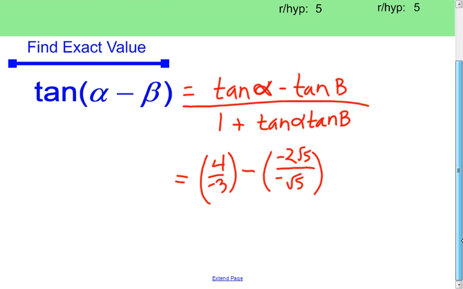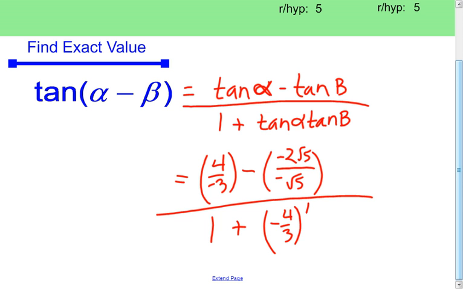Okay. And you really should probably have these simplified before you plug them in, but I'll talk about that in a minute. All right, and then tangent at alpha again is negative 4/3. And tangent at beta, let's talk about this. I should probably have simplified this before I actually plugged it into the formula, so I'm going to do this off to the side. Negative 2 root 5 over negative root 5. Okay? Well, clearly a negative over a negative is a positive, so I'm not worried about that.